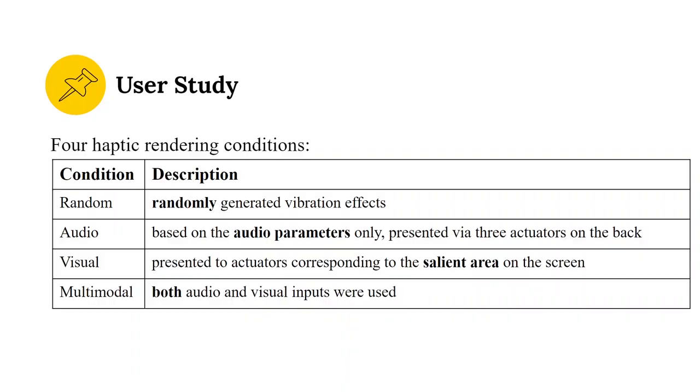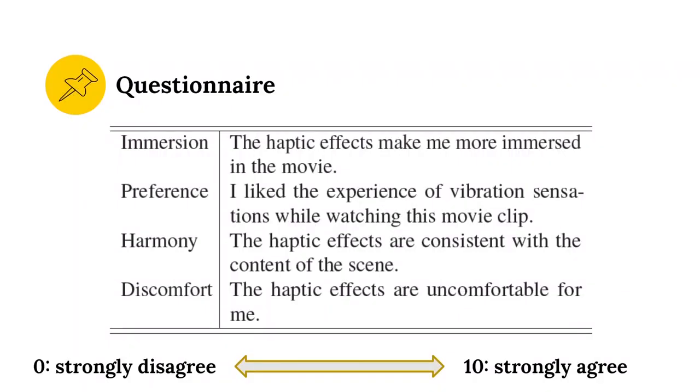We gave a questionnaire to the participants which evaluated the movie watching experience with haptic renderings on a 0 to 10 scale. 0 means strongly disagree to 10 for strongly agree. We asked for immersion, preference, harmony, and discomfort.